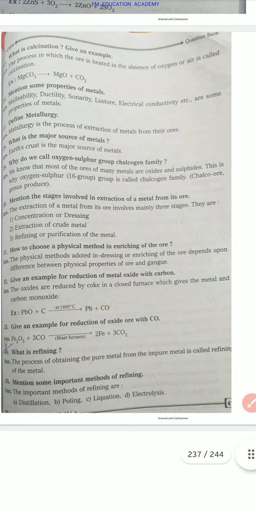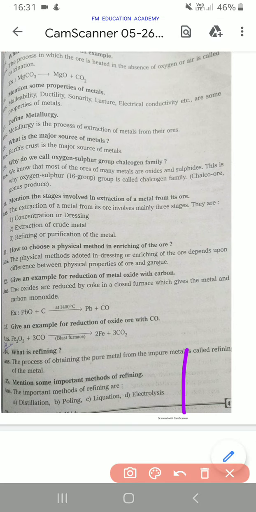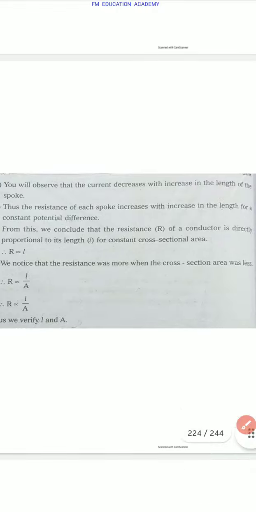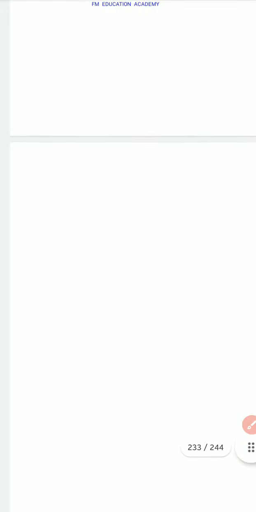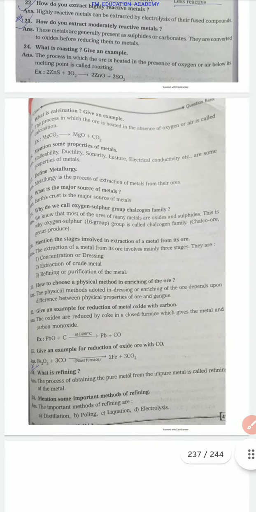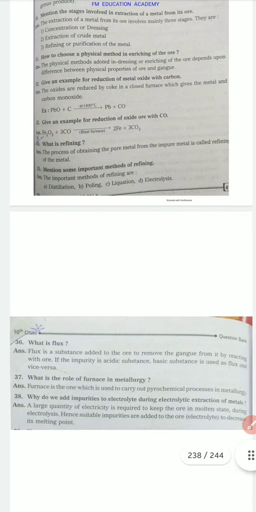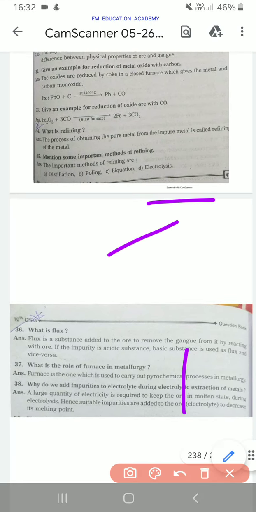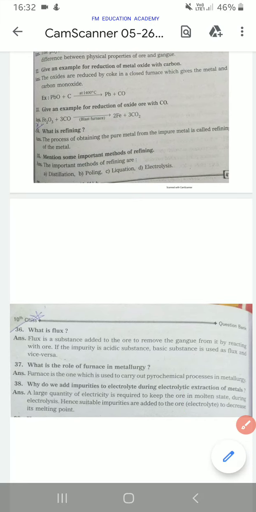What is refining? Okay, define metallurgy. Mention some important methods of refining. Example for reduction of metal oxide with carbon. This is also important. Then steps. What is flux? What is the role of furnace in metallurgy? This is also important. Okay.